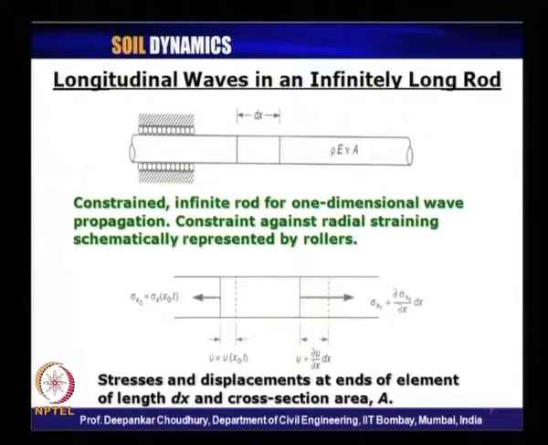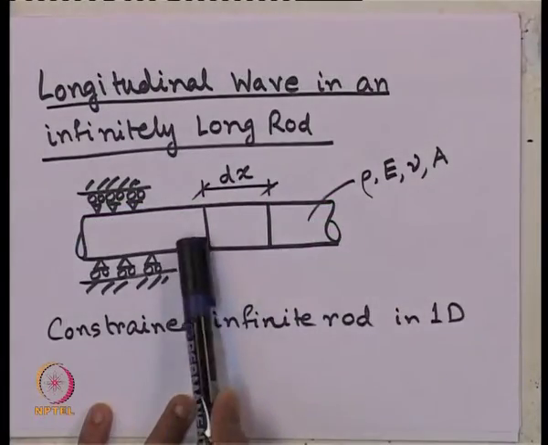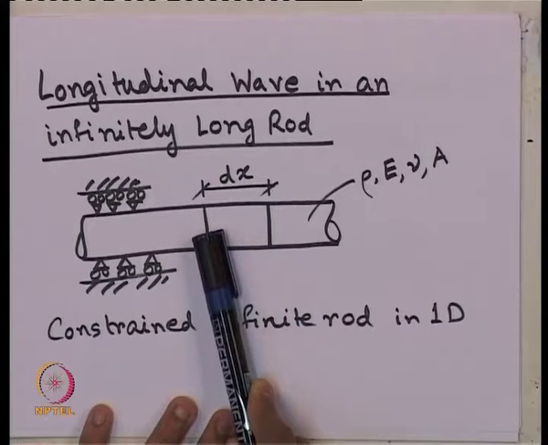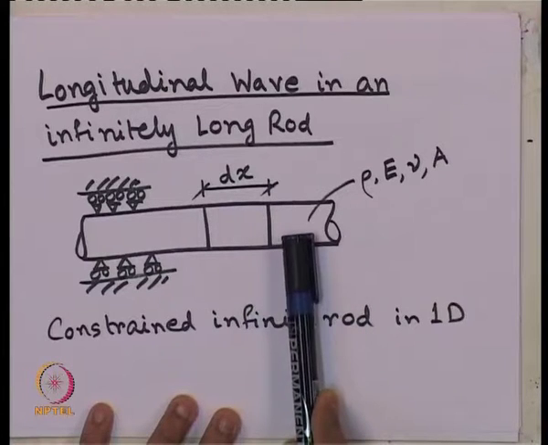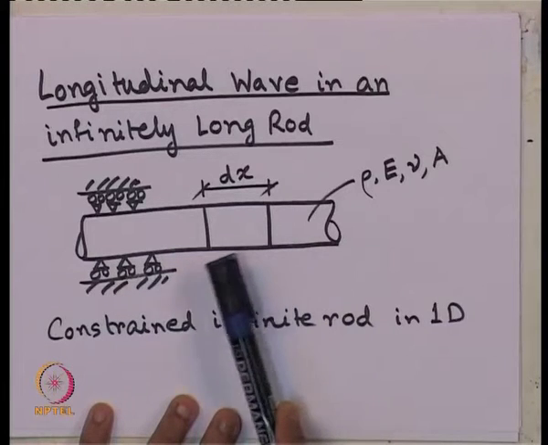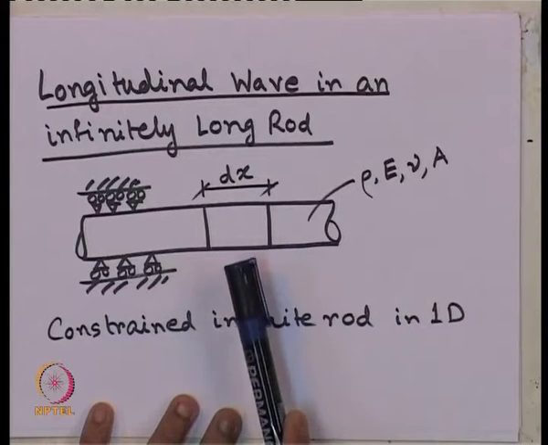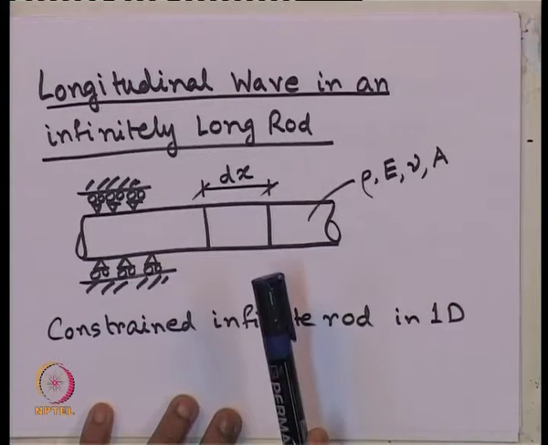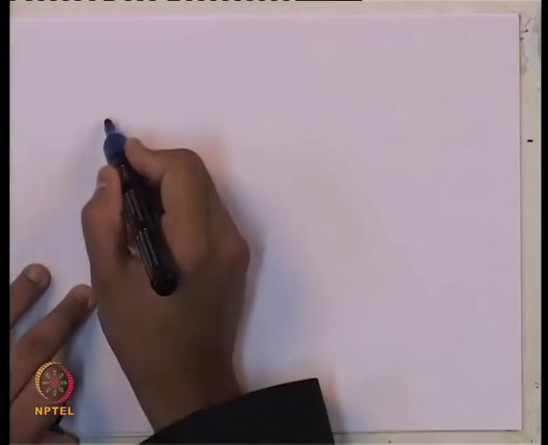When the wave passes through this portion of the rod, what happens? The stresses are getting generated, and as the wave is traveling through this section, the stress at this end and stress at this end will be different, because the particle is also moving, and the corresponding displacement of the particle in this direction, let us say u. So, what are the displacement and stress function for this infinitesimal element within that long rod?